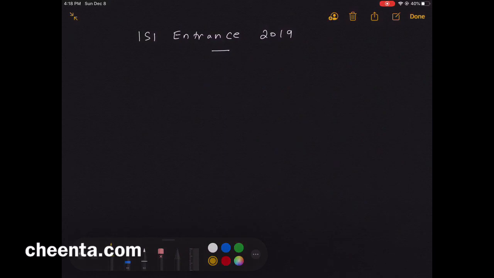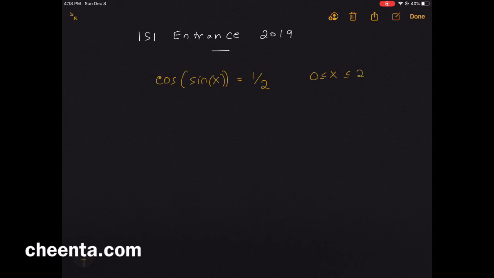This particular problem from ISI Entrance 2019 is actually quite simple. It starts with this equation, cosine of sine of x is equal to half, and x is given to be between 0 and 2 pi. Before we go into the solution of this one, and you should really try this because it is actually quite simple, let's look at the fundamental principle behind creating this type of problems.